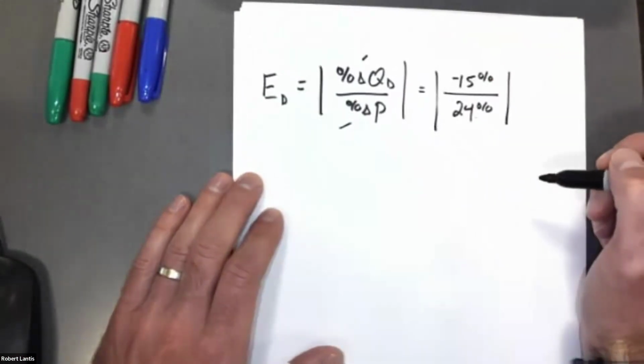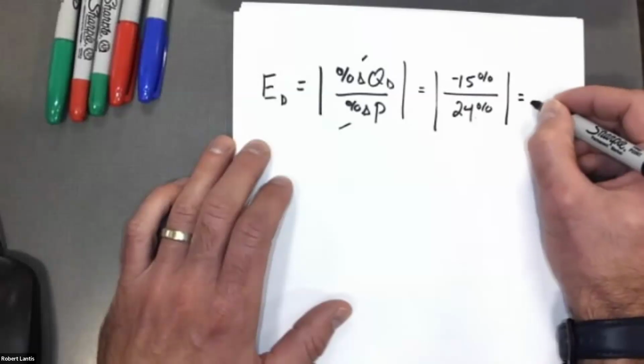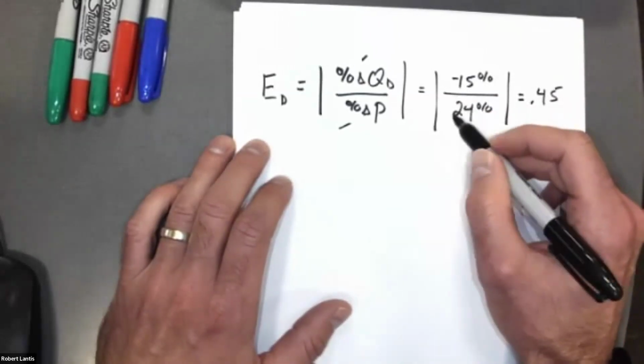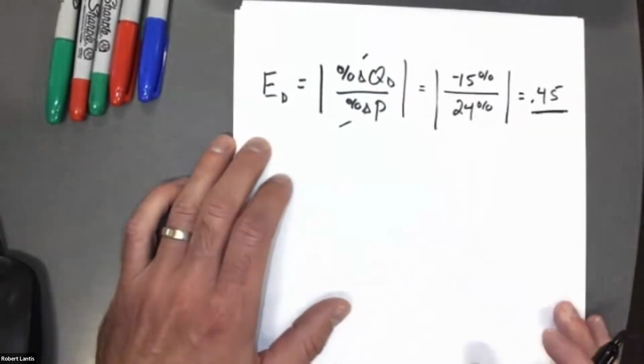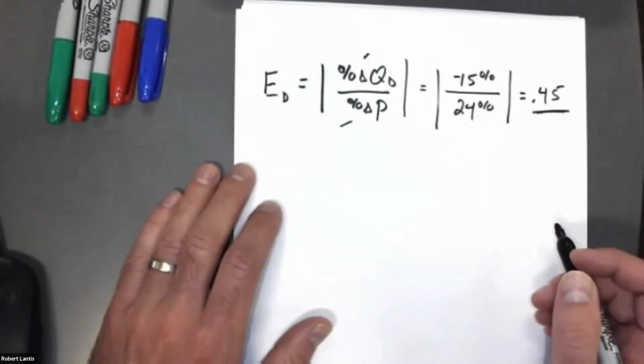Take the absolute value here. I don't know what this works out to exactly off the top of my head. I think, if I'm remembering correctly, it rounds to 0.45. Notice there's a negative sign, but when we take the absolute value, when we're talking about the price elasticity of demand, we just care about its magnitude.